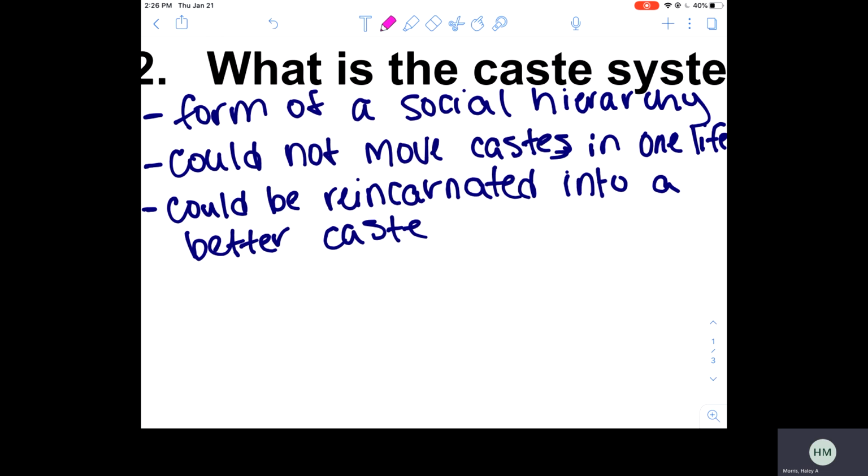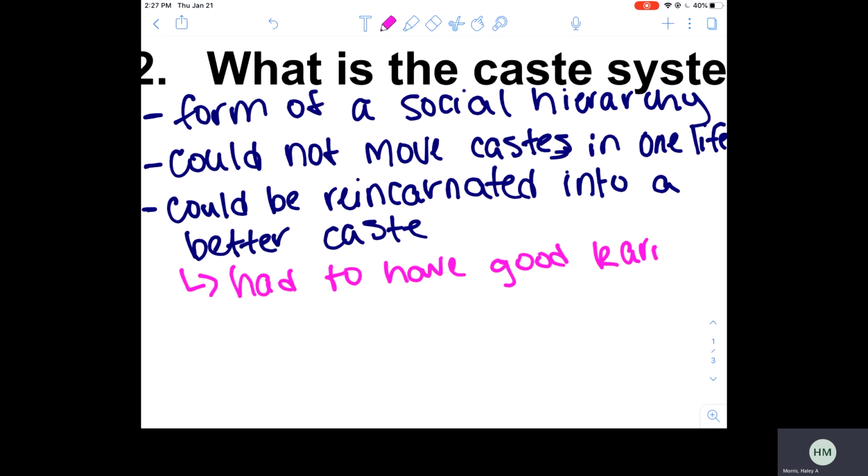This is more for the second question, so again, I'm switching colors. You had to have good karma and good dharma. So your dharma determined your karma. And karma is like doing good things for others, having good fortune by doing good actions. So you had to have good karma, and that was determined by your dharma.